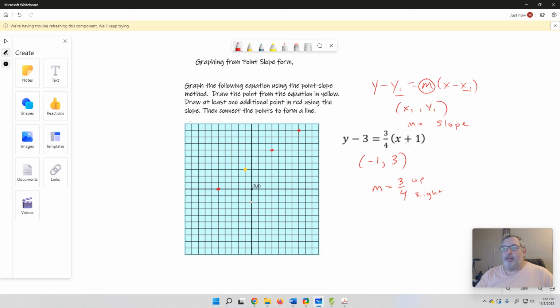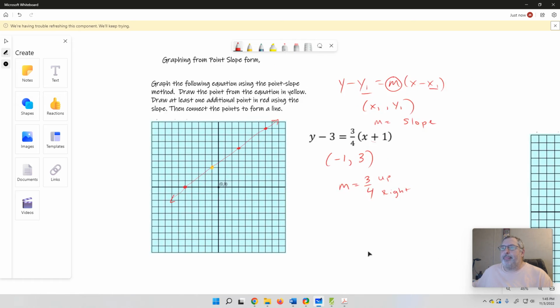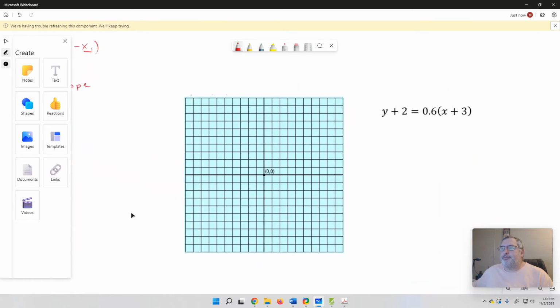Now, this program I'm using, I can't draw a straight line yet. But I'll do my best to get through those points. There we go. So that's what yours should look like. The tool you're using has the graphing tool, so you can draw a nice straight line right through those. All right, one more example.